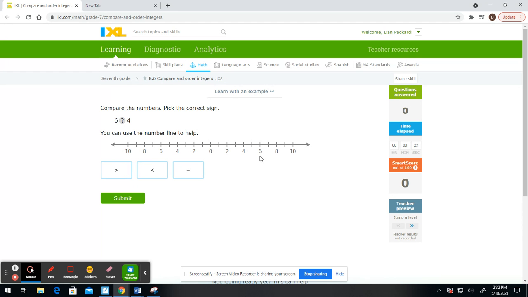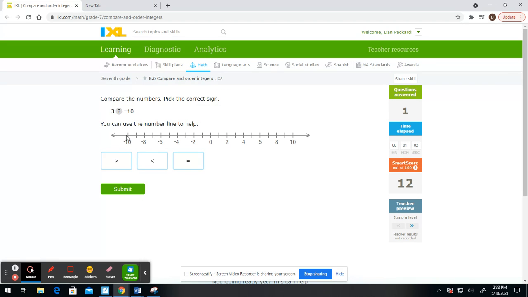I'm going to do it right here on IXL just so you guys can kind of see it. So here we're trying to determine if -6 is bigger than, less than, or equal to 4. So -6 would be here and 4 would be there. Now -6 is the smaller number. So for these symbols, just remember the arrow points to the smaller number, or the alligator eats the bigger number. Okay? And the bigger the negative, the smaller the number, the bigger the positive, the bigger the number. So here, if I replace this with here, the arrow points to -6.